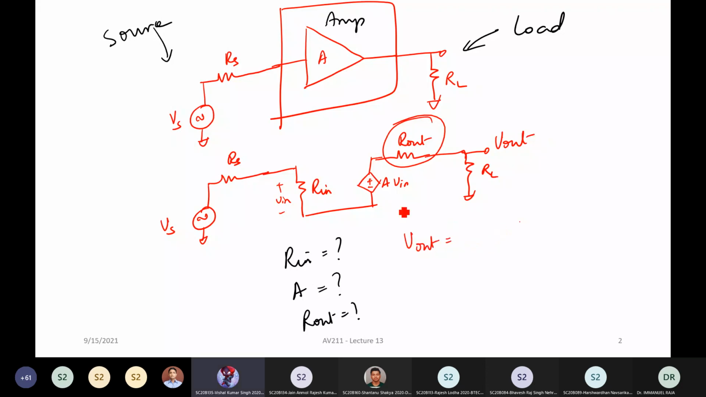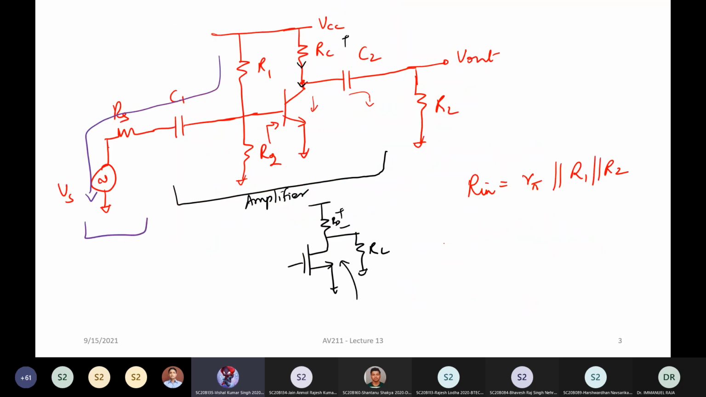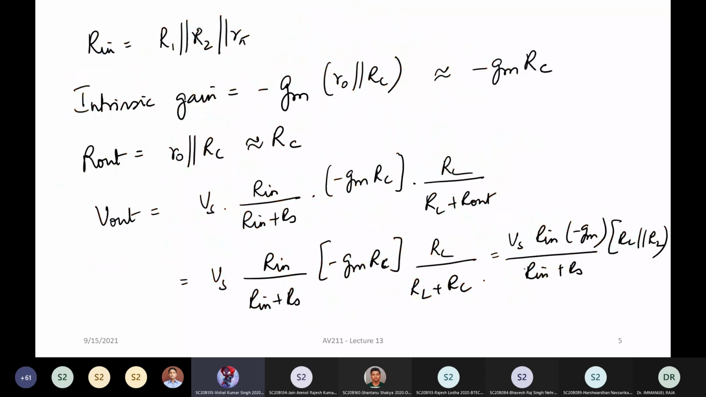V out can be written as A times V in multiplied by RL divided by R out plus RL, correct? Now what is your V in? V in can be written as Vs into Rin divided by Rin plus Rs. So put both together and you'll get. So here the gain which I have used is minus GMRC. So you have Vs times Rin divided by Rin plus Rs. That's the actual input coming into your amplifier multiplied by the intrinsic gain of your amplifier and then RL divided by RL plus R out. Now here R out is approximately RC. So I'm using this to get this expression. Is it clear? Yes, sir.